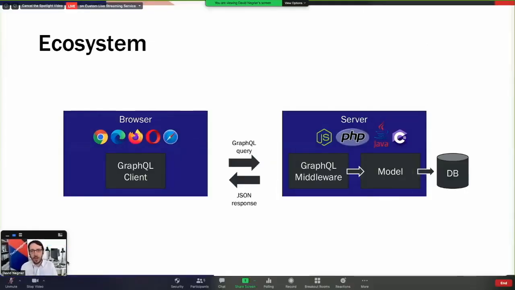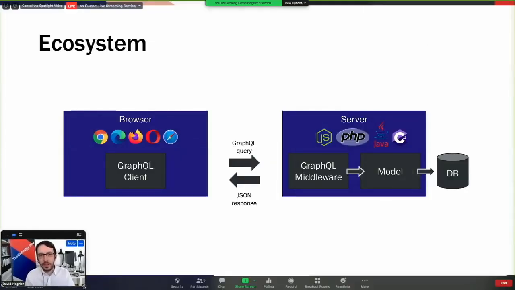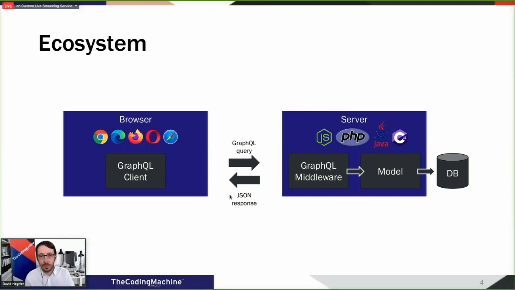So about the ecosystem, well, I'm sure all of you already know that when you're doing GraphQL, you need a GraphQL client in the browser and a GraphQL middleware on the server side. And you have actually implemented implementations of GraphQL middlewares in many languages. Of course, not JS, it started there, but also PHP, Java, C#, or whatever. Today, we're going to be zooming on PHP.